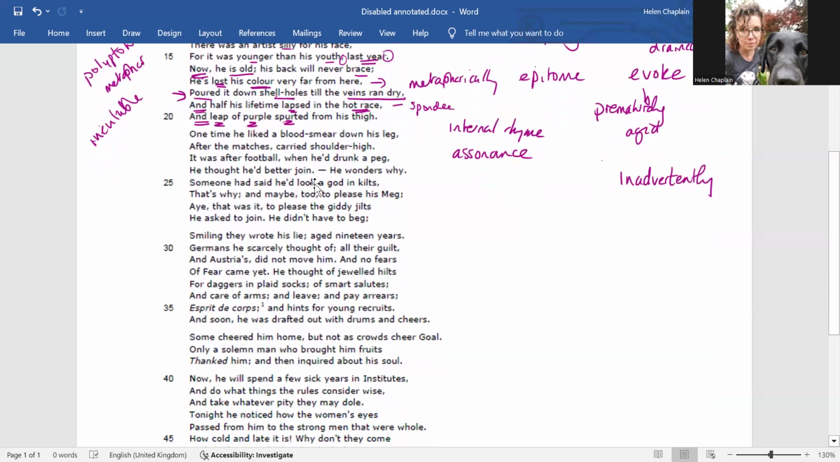Okay, so we get from line 20, that purple spurt brings us to the past again, because at one point he liked seeing blood on his leg when it was a sign of his masculinity, when it was this idea that you can have a bit of an injury and people think, well, that's just you and your football, or you and your rugby. It was a sign of his strength and prowess. But it's very, very different from what he actually gets in the war.